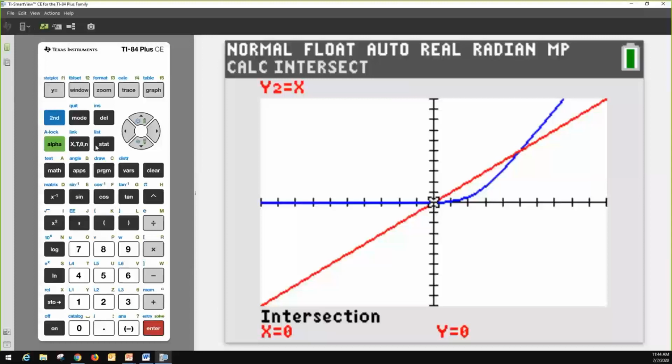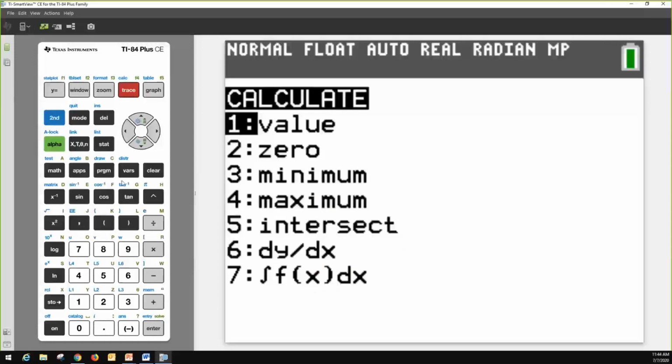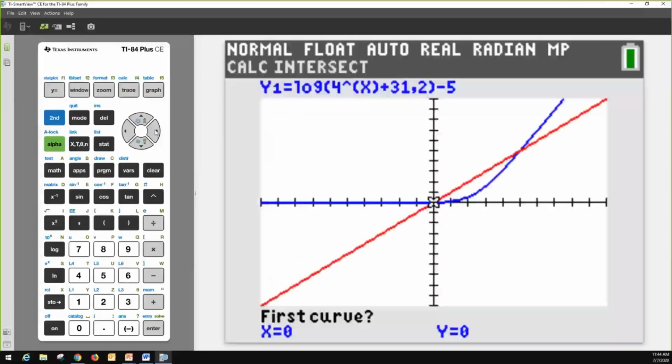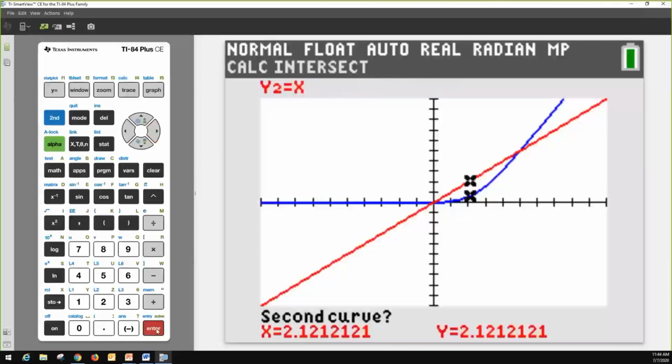Now, as for our other one, how do we get the other solution when I've calculated one of them? So we'll go calculate, point of intersection, and this time we'll scroll along. Here's our first curve, second curve. We just need to make sure that our guess is a lot closer to the other solution. Otherwise, it'll just come back and find our first one. So our solution is at x equals 4.95.